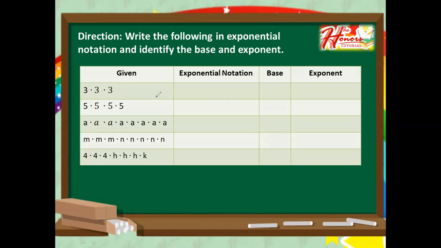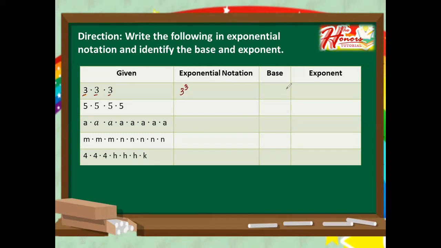How are we going to write the exponential notation? So as you can see here, all numbers are the same. So we have here 3, 3, and 3. So write 3 here and then count how many 3 do we have. So that is 1, 2, 3. So that will be your exponent here. So 3.